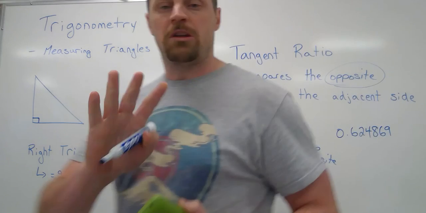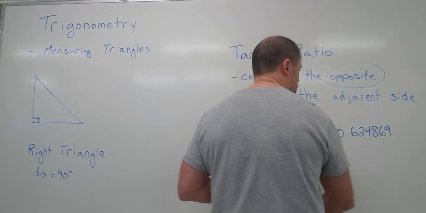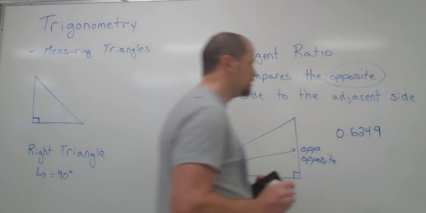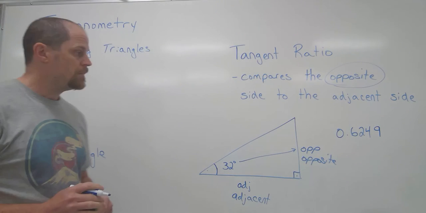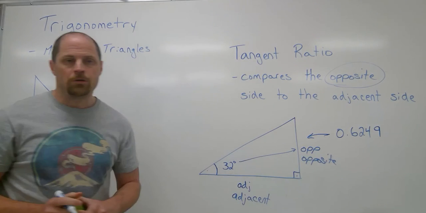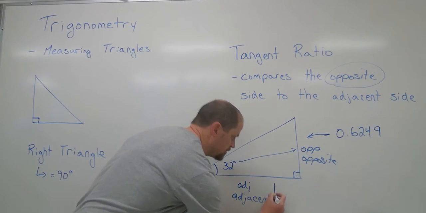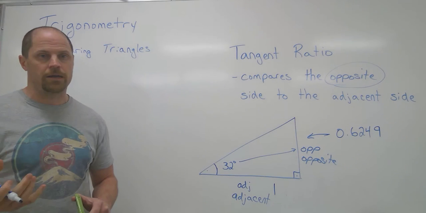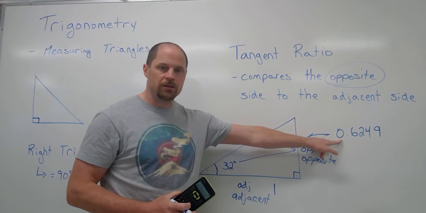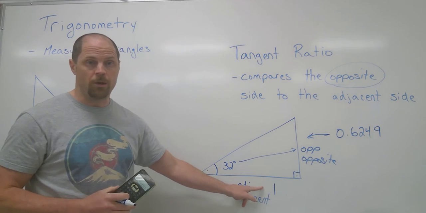Now, we can round this, but we always have to keep 4 decimal places. So I'm going to round this to 0.6249. Now, what this tells me is that this side is 0.6249, whatever the units are, and the adjacent is 1. We're always comparing the two sides. Whatever the calculator gives us, that gives us the exact length of this one compared to the adjacent. And adjacent in this case will always be 1.